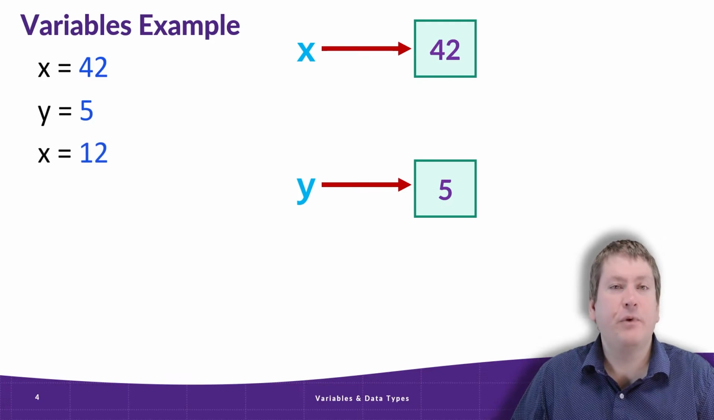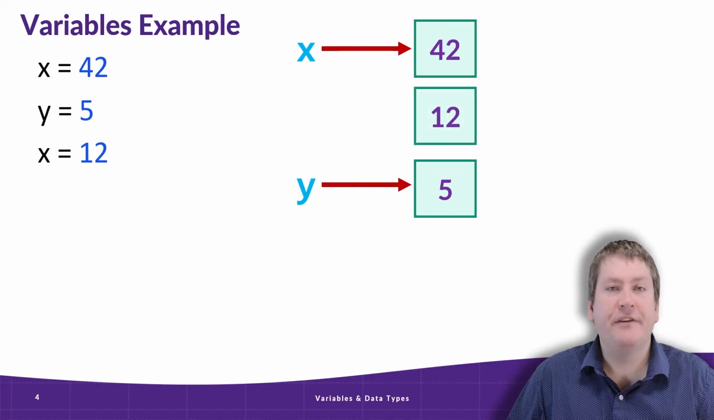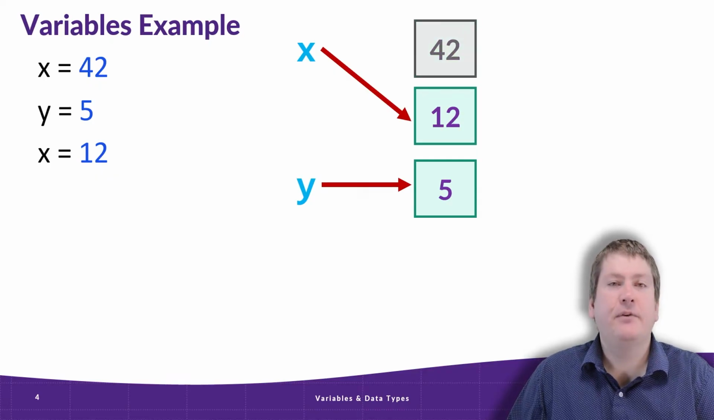Next, if we try to reassign x, in this case we're saying x equals 12, what happens is a new 12 object is created in the computer's memory, and the old one no longer has anything pointing at it. x is only pointing at 12 now. There's no sort of memory of that past object with the 42 in it.